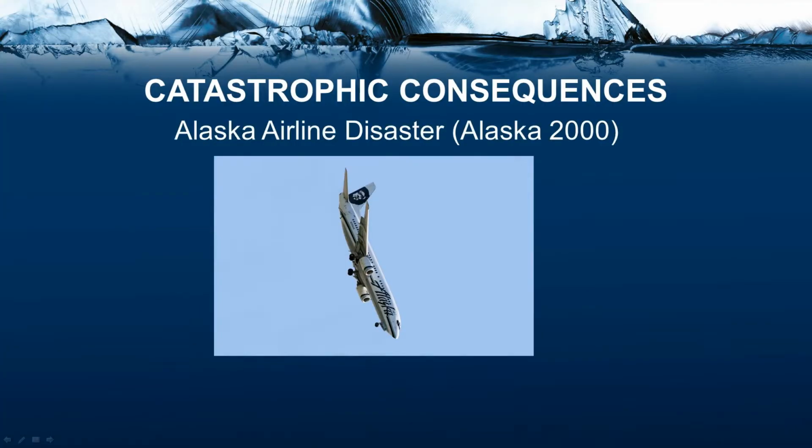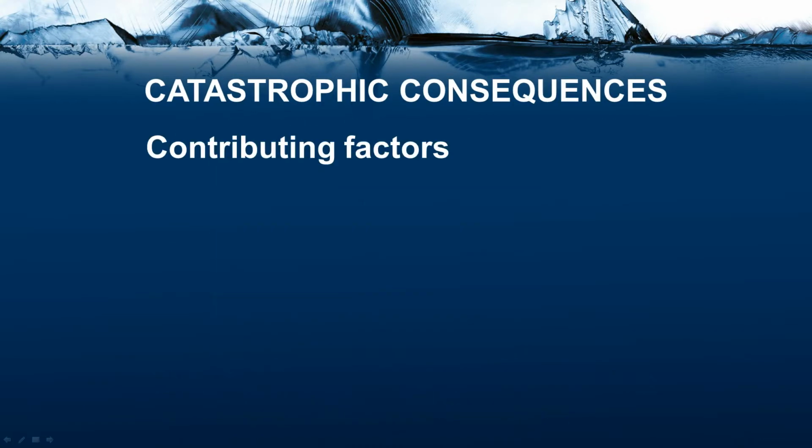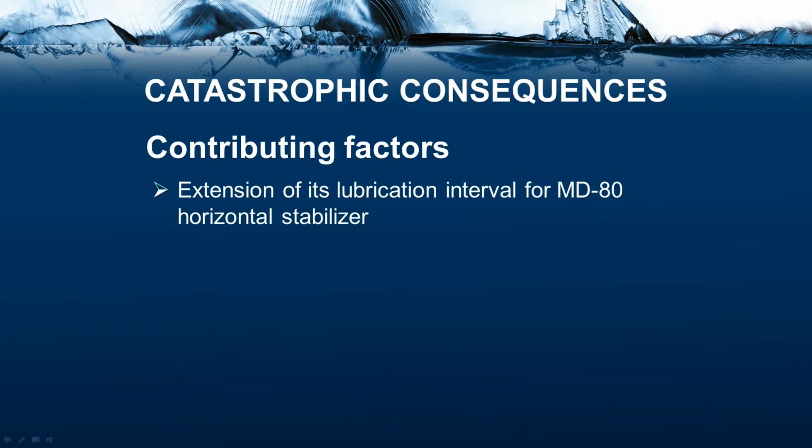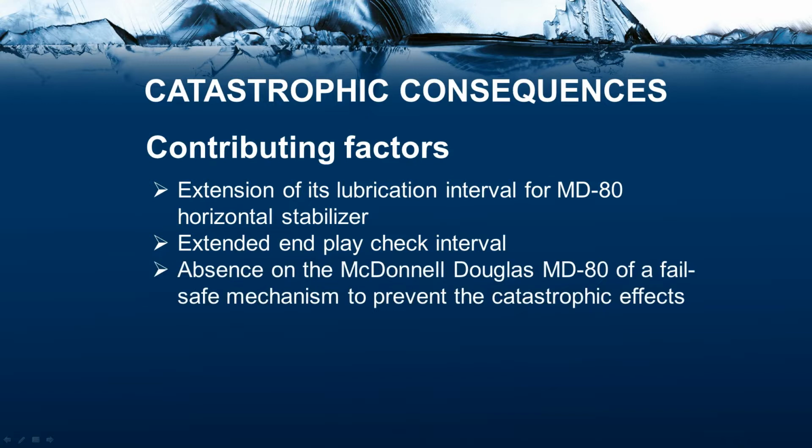Let us look into some other issues and other examples. The Alaska Airlines disaster. Why did it happen? The crash killed almost 83 people including crew, and the contributing factors were extension of the lubrication interval. People wanted to save time in maintenance, so they extended the lubrication change interval on the horizontal stabilizer that keeps the plane stable. They also extended the end plate check interval. That was very dangerous. And there was an absence, in the McDonnell Douglas MD-80, of a fail-safe mechanism. So the designer had no such mechanism. If somebody extends the interval, how can we compensate for the loss in function? That was a design failure.